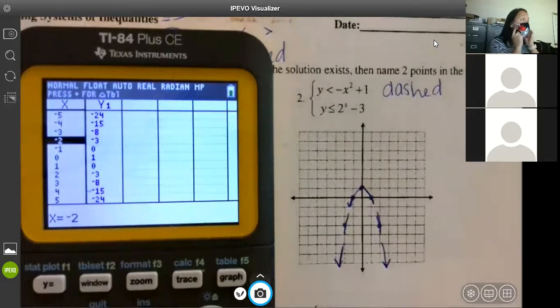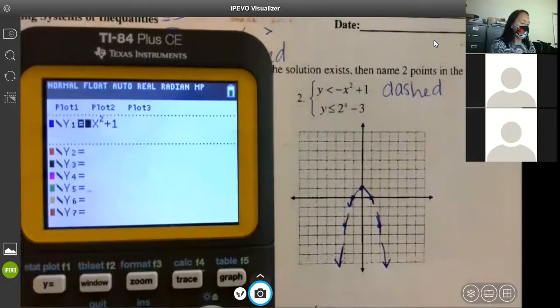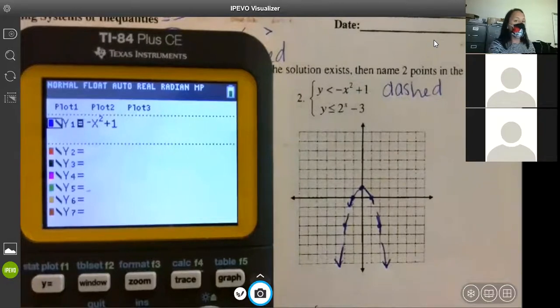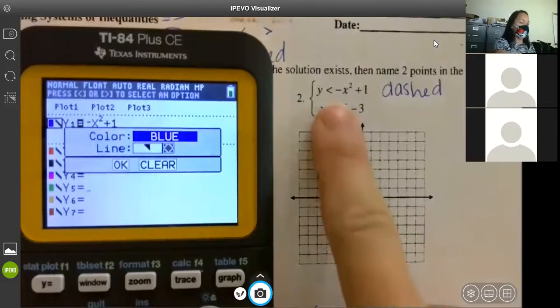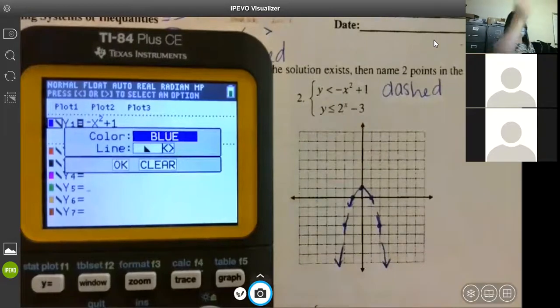All right, now watch this. I don't know if you've been taught this or not. If we go back into y equals, and we move over to this blue square, does everybody see it? And we hit enter, we can change that line. This is just the line, a regular line. This arrow pointing up means greater than. What is our inequality? Less than. So move it over one more time and it points down. So if it's pointing down, that is less than.